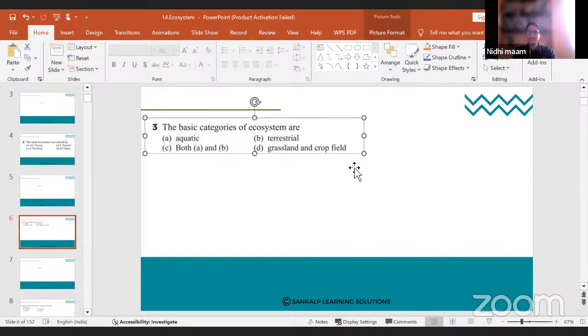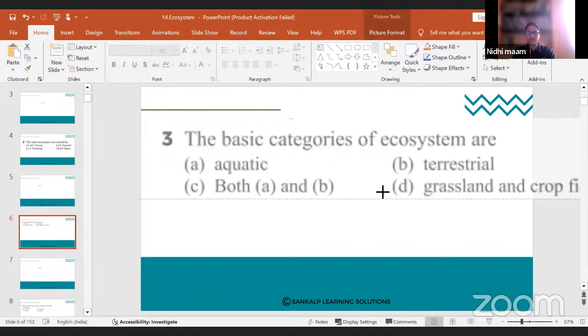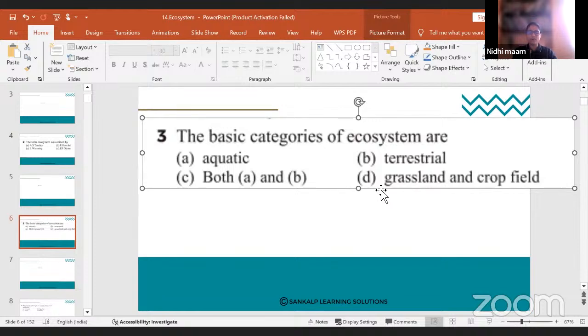Next question. The basic categories of ecosystem are A, aquatic, B, terrestrial, C, both A and B, D, grassland and crop field. Which are the basic categories of ecosystem? Kavya, Tasmiya Banu, Aishu, Mangal Bashetty, Akash. Yes, YouTube students. Ramya, Pavitra, Shabina Sheikh, Sushmita answered it.